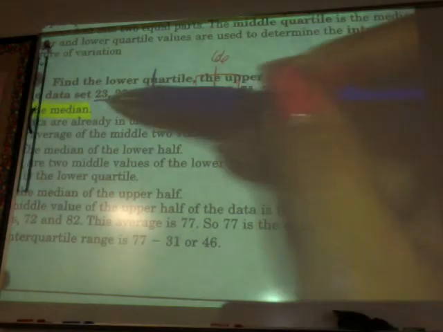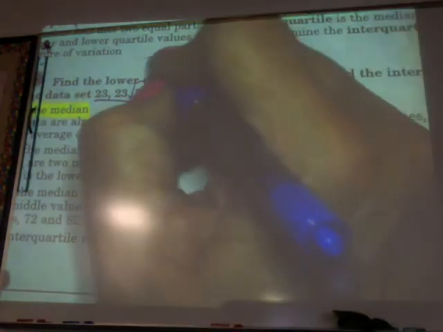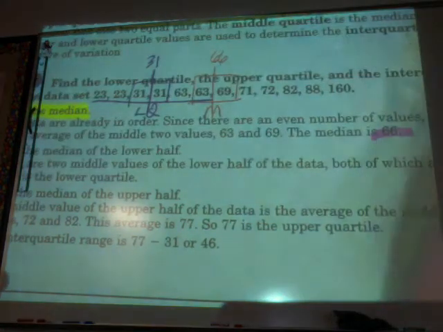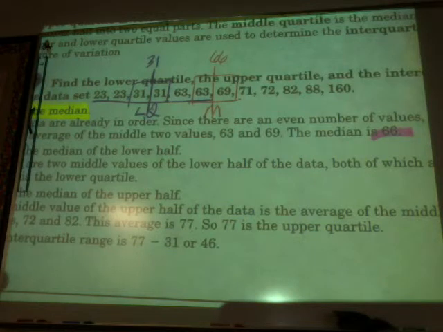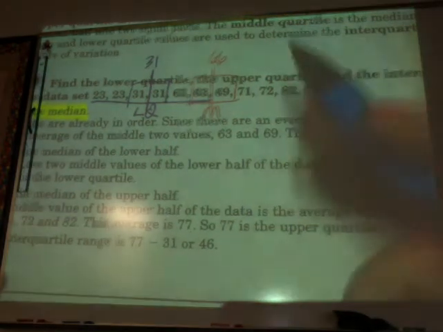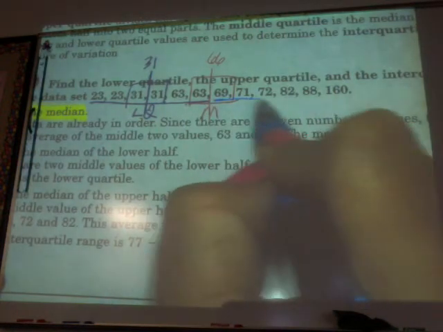We've cut the data into quarters here. And then we have to find the median of those two numbers. When it's the same number, what's the median? 31. And so this is called the LQ, lower quartile. You find it exactly the same way that you found the median. Then the upper quartile, because there isn't one piece of data, we include the 69 into the upper quartile.